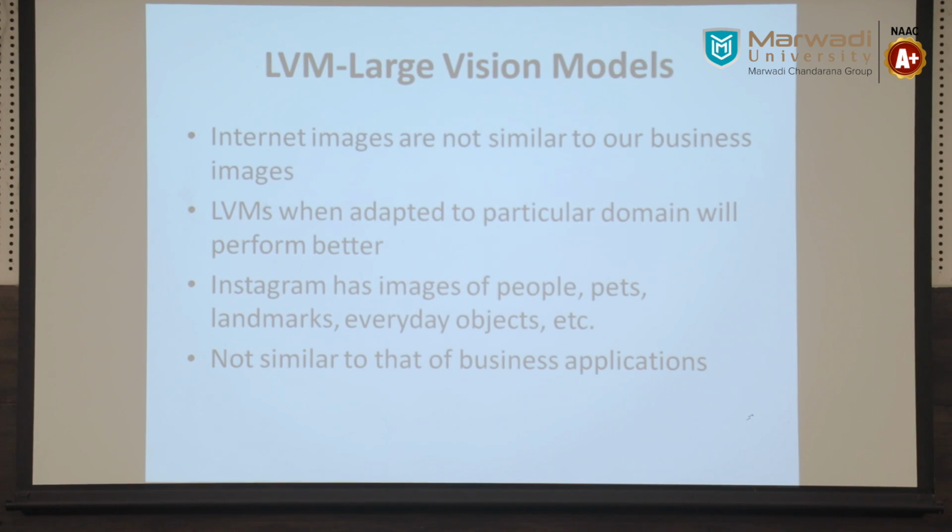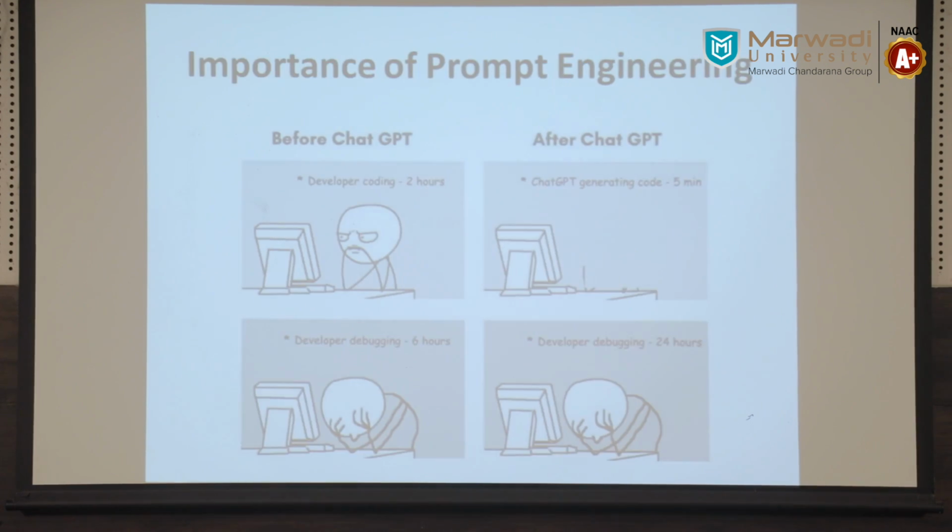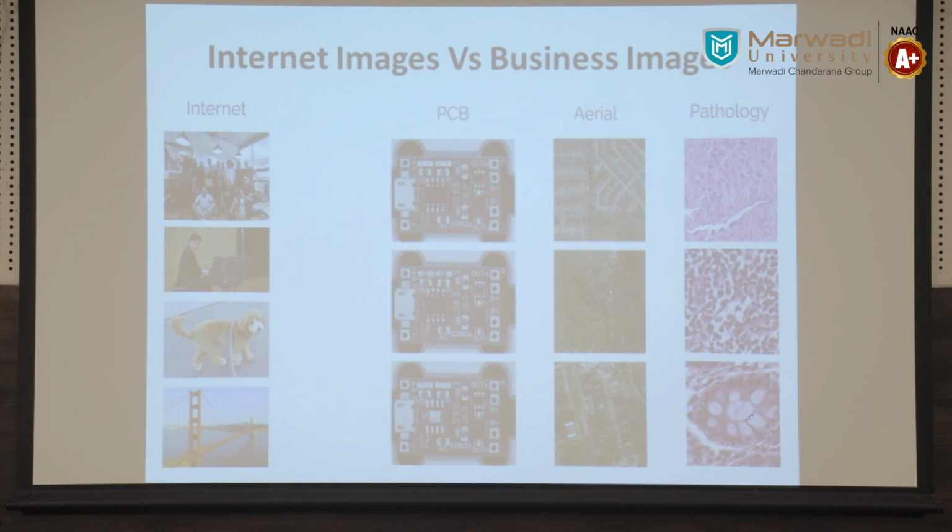If we want to come up with the LVM, large vision model, definitely we need to go with this. Internet images have a variety of images, and that is not going to lead to a discriminative model that answers correctly. It will again and again throw errors when generating such images. So we need to train with domain-specific business model images, and later with those images only we can get better results.